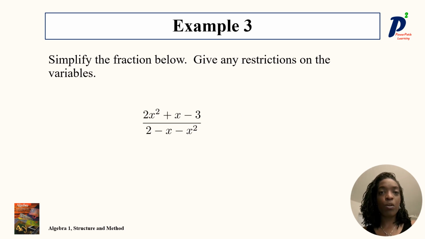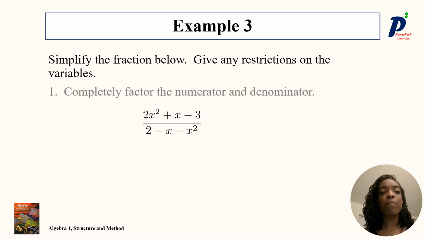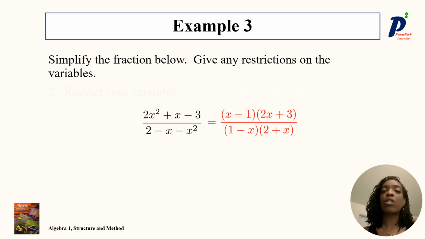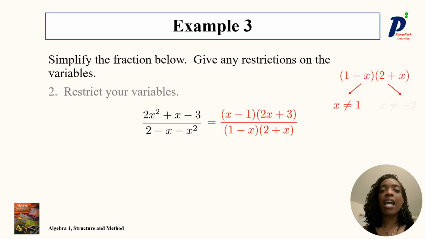You might be ready to try this one on your own, but if you're not, we're going to start now. I need to simplify the fraction and give restrictions on the variables. My first step is always to factor the numerator and the denominator. I factor to get x minus 1 times 2x plus 3 over 1 minus x times 2 plus x. My second step is always to restrict my domain. 1 minus x times 2 plus x cannot equal 0. I'm going to use the zero product property, and I see that x cannot equal negative 2 and it cannot equal positive 1.